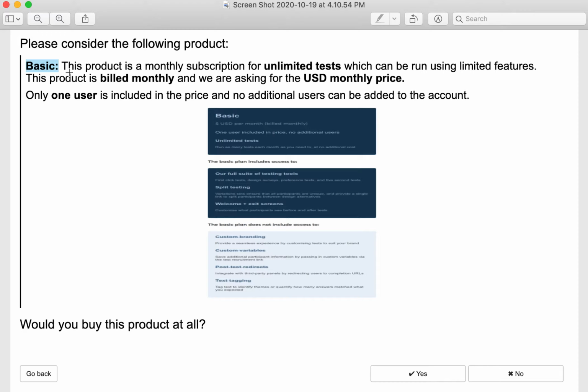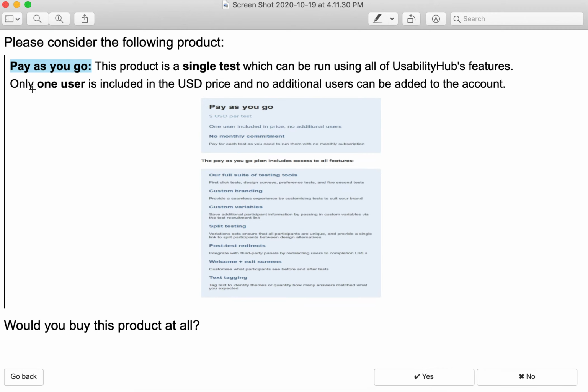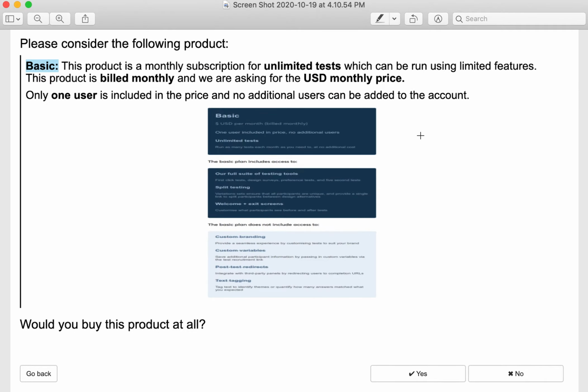So let's take a look here. This product is a monthly subscription for unlimited tests, which can be run using limited features. So this is the basic plan. This product is billed monthly, and we're asking for the US dollar monthly price. And if we look here, this is a pay-as-you-go option. It's a single test which can be run using all of UsabilityHub's features. So they've got three different options, all of which are different variations of the same thing. It's this idea of different packaging of the test, which is great, because it actually took me a couple of times reading through these, because they came one after the other, to realize that they're very similar.